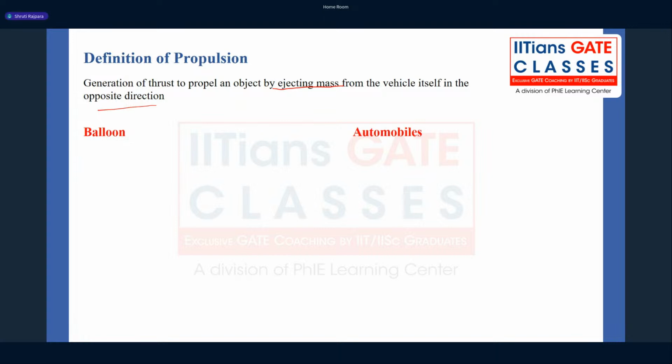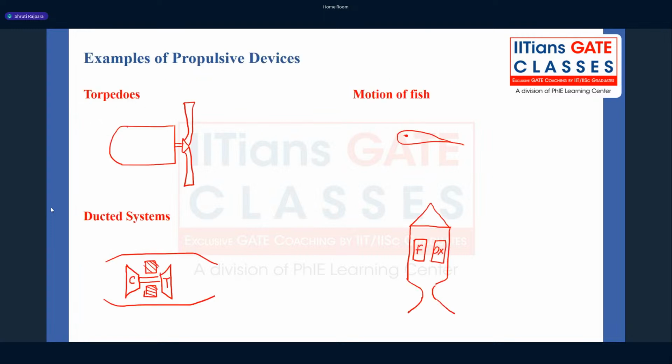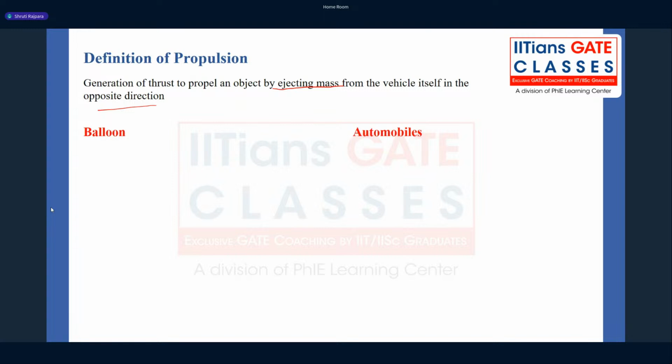However, I would like to ask a question: can we say the way automobiles move is an example of propulsion? I'm going to discuss various examples of propulsion, like torpedoes, the motion of fish, and ducted systems. Balloon is also one kind of example of propulsion, but can we consider automobiles to be a kind of propulsion or not? Can someone brainstorm over it?